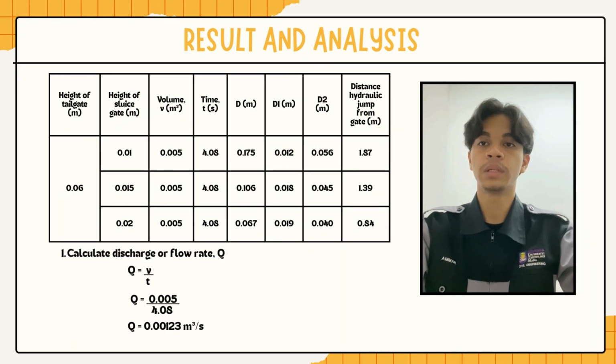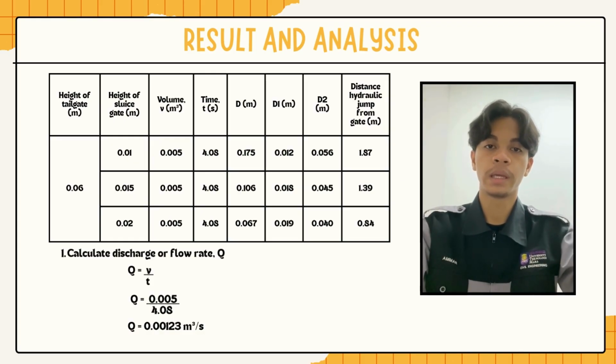As you can see in the table, this is the data that we got from our experiment. We find the height of the tailgate, height of the sluice gate, volume, time, subcritical depth D, supercritical depth D1, subcritical depth D2 after the sluice gate, and distance of the hydraulic jump from the gate. By using the data, we calculate the discharge, velocity, Froude number, head loss, and power loss.